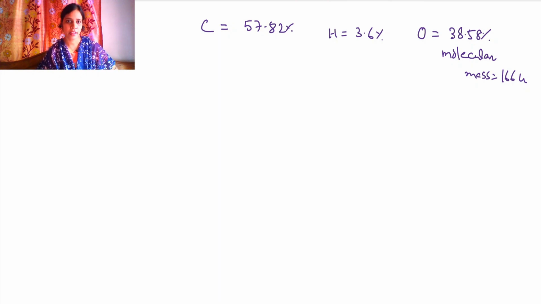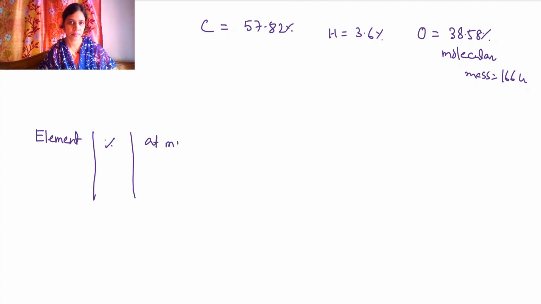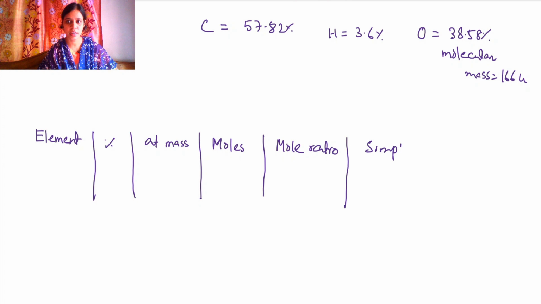For getting empirical formula, first I make a table. What is the table? First I write the name of the element, then their respective percentage, then atomic mass, then moles, then mole ratio, then simple whole number ratio.